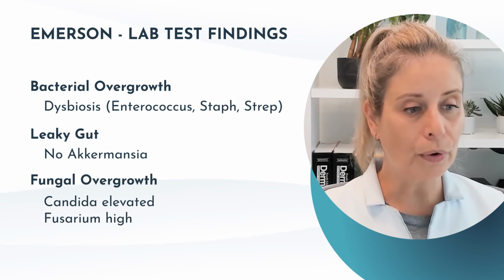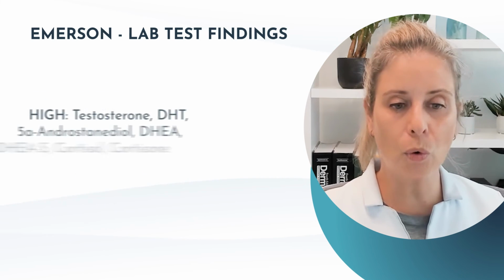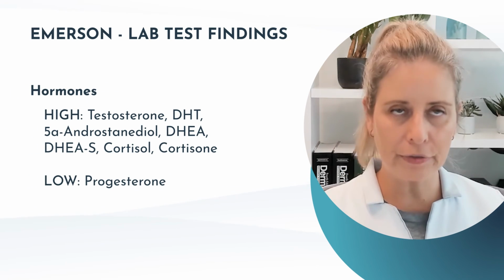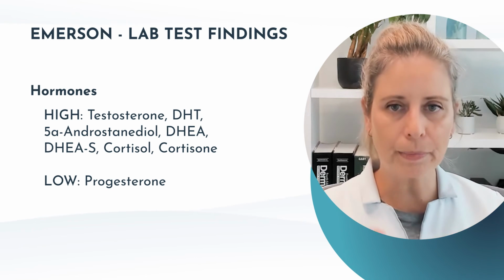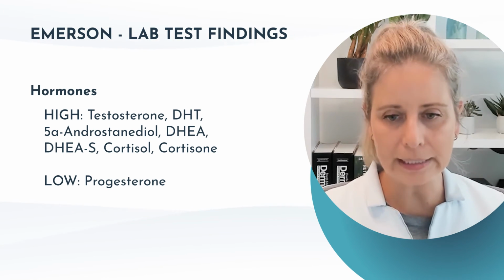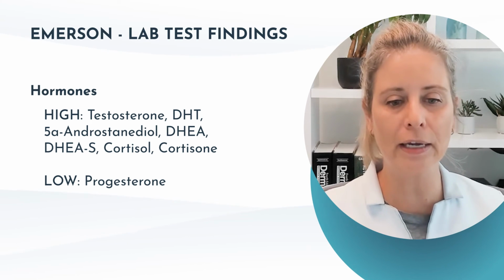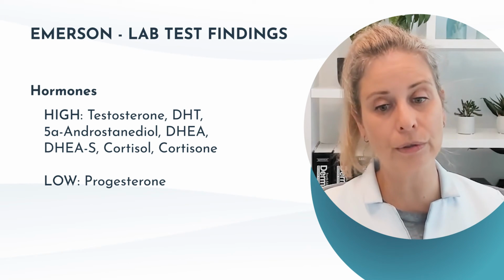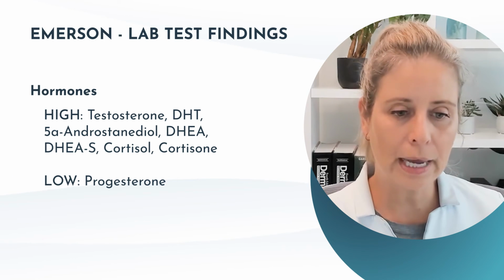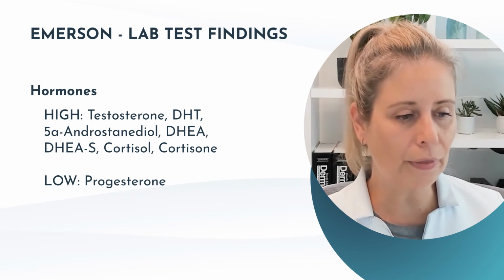There's fungal overgrowth going on, and there's some hormones out of whack, high testosterone, high DHT. In the rest of the Dutch, there's much more detailed information. So there's some other markers that are high listed here, like DHEA sulfate, the cortisol and cortisone, 5-alpha androstenediol, and the DHEA, of course. And then the progesterone is on the low side.